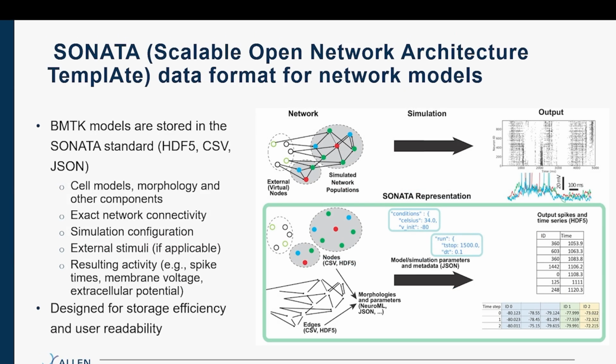And the network is created and stored in Sonata file format, which uses already established formats. We don't create a new format for that. We use the ones available like HDF5 files, CSV, and JSON files. The main idea is that you store the information of the cell models, morphology, and other components in these formats, as well as the network connectivity, external stimuli and the resulting activity in the same standardized format, which has a data structure.